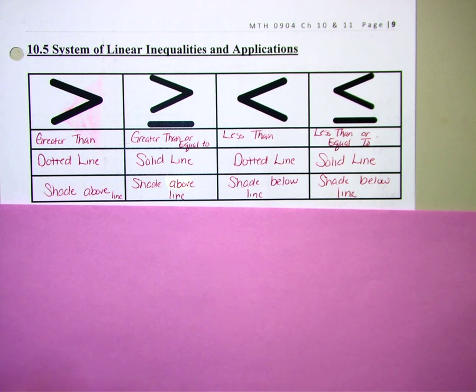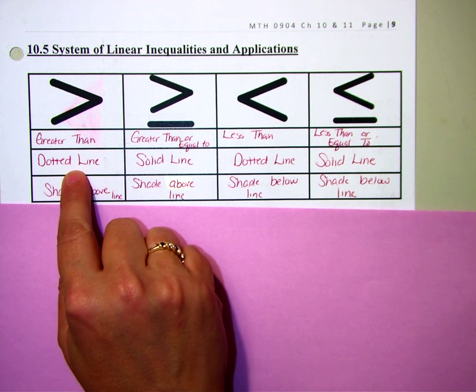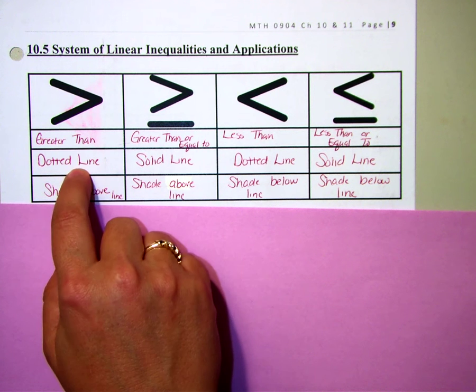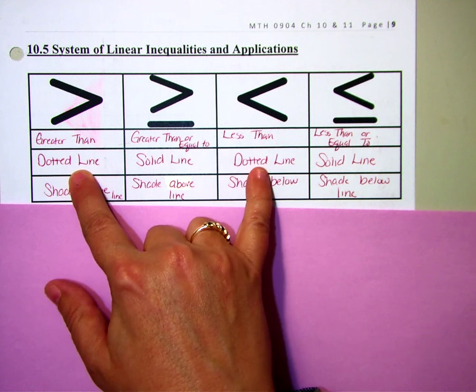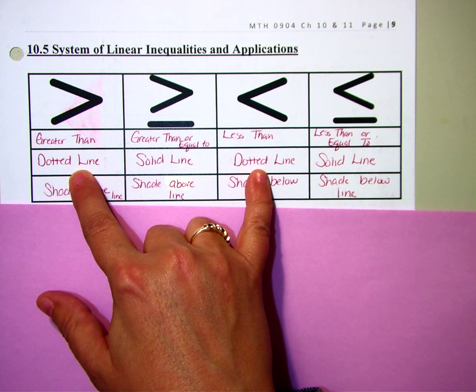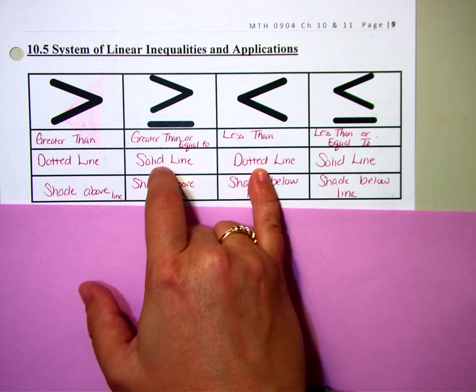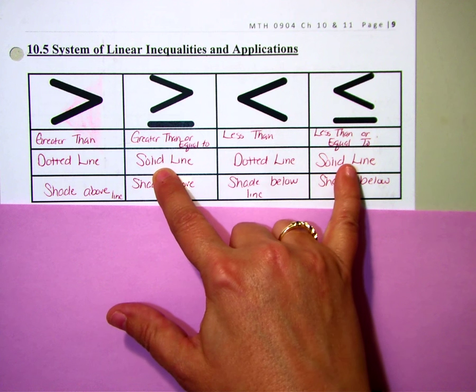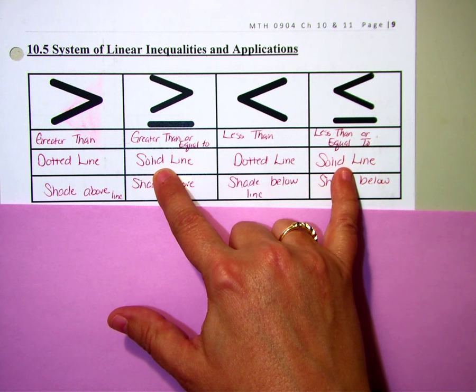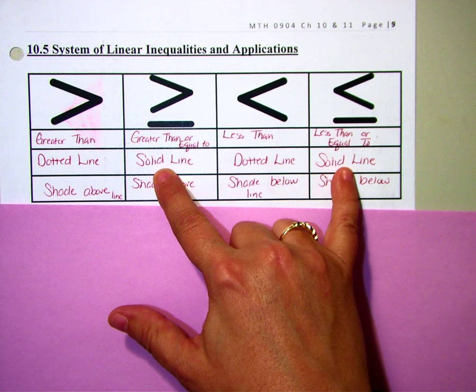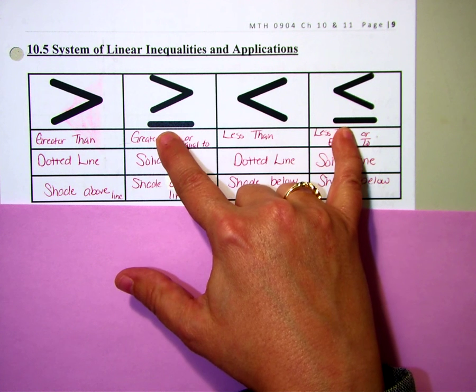Also, we are shading. So if it's the two greater than ones, you are shading above the lines. Depends on how it goes. If you're not sure, you can always pick an ordered pair and plug it into the equation and see if it's a true statement. If it is a true statement, then that means the shading happens on the side that you had. These two down here are shaded below the line.